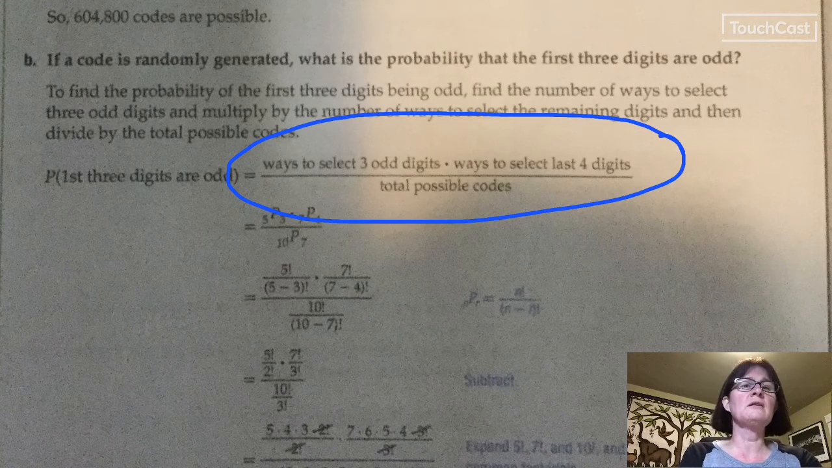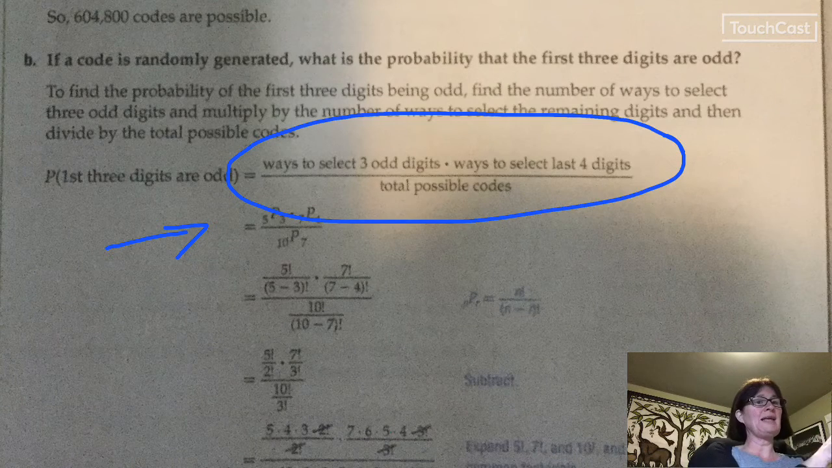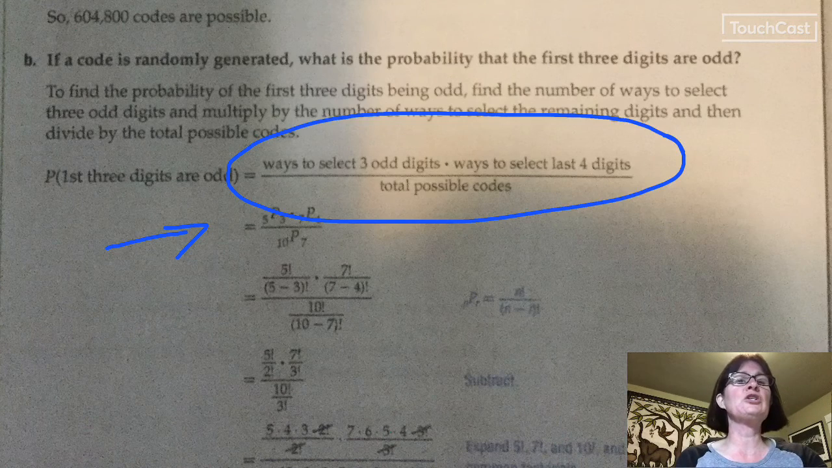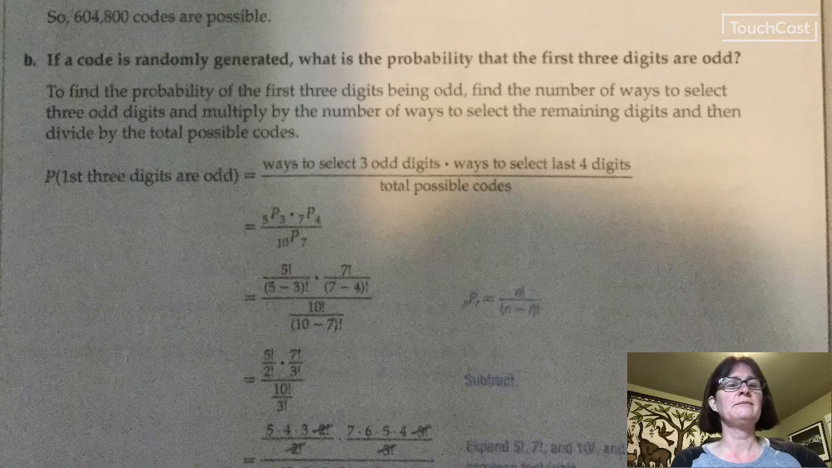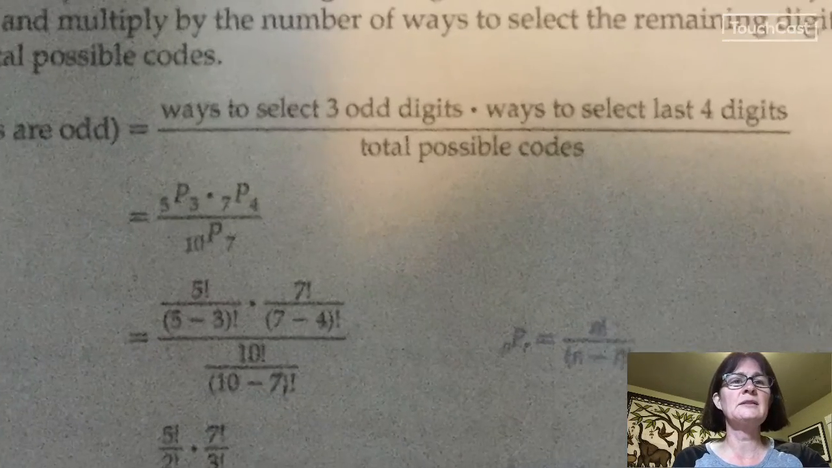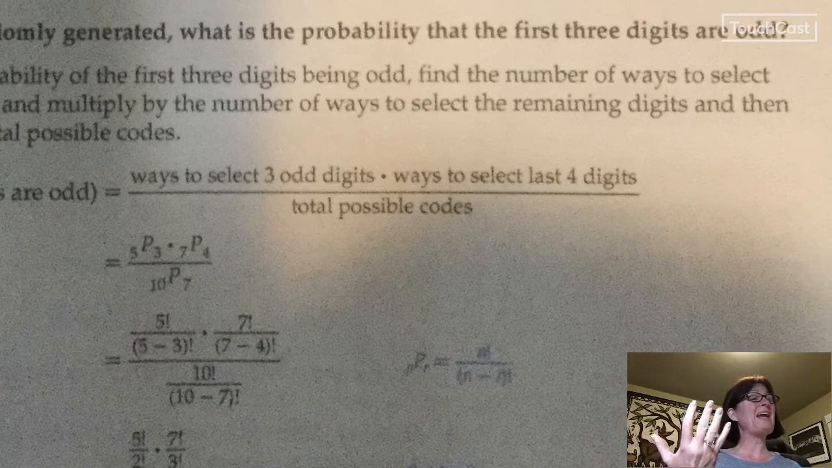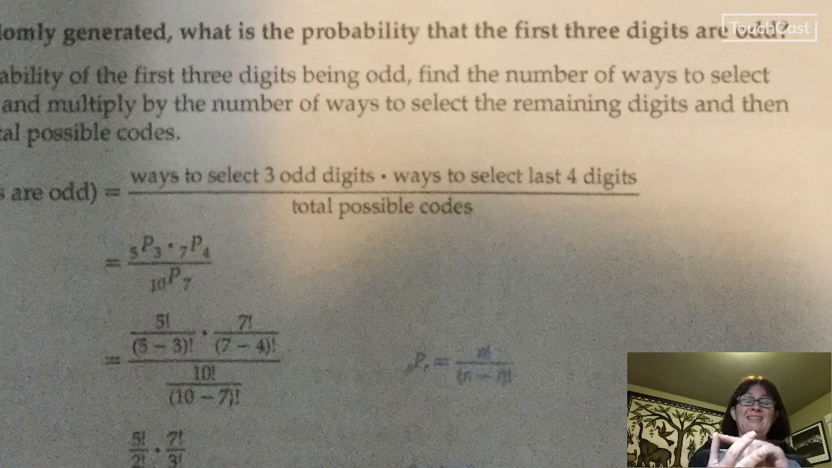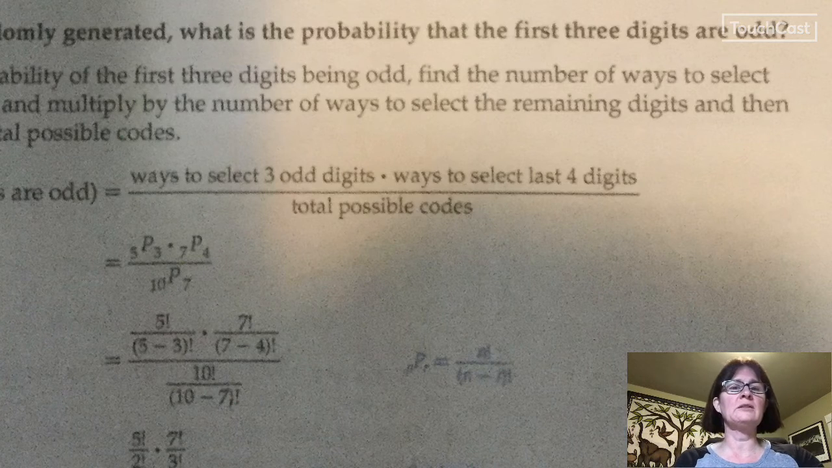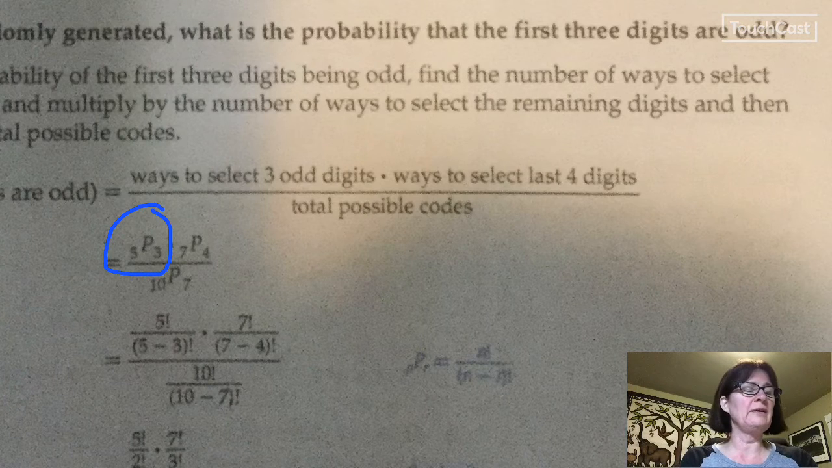So notice here, for this problem, we're going to use the fundamental counting principle. It doesn't matter what the last 4 digits are. We just need the first 3 digits to be odd. All right, so how many odd digits are there? 1, 3, 5, 7, 9. There are 5 odd digits, and I need to pick 3 of them. So that's 5 permute 3.